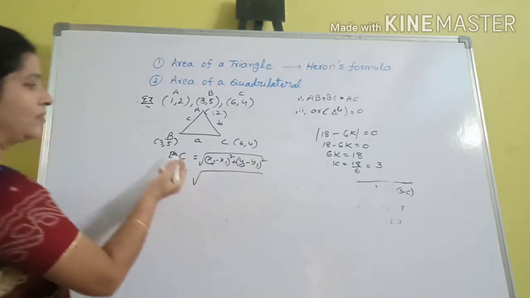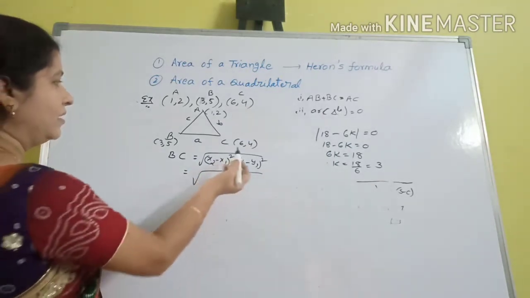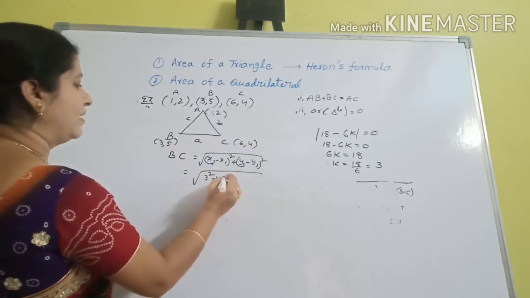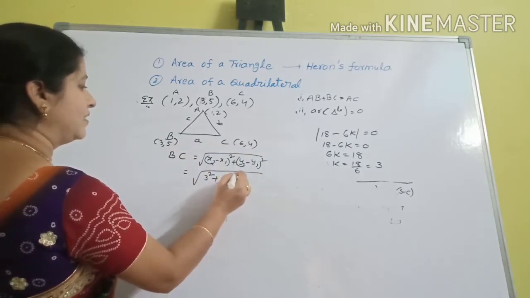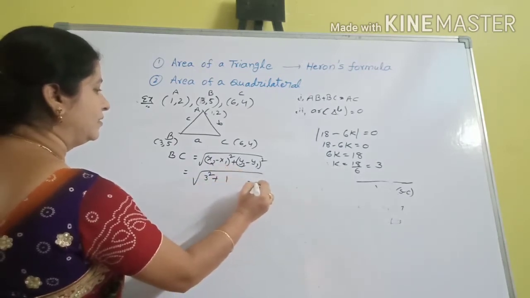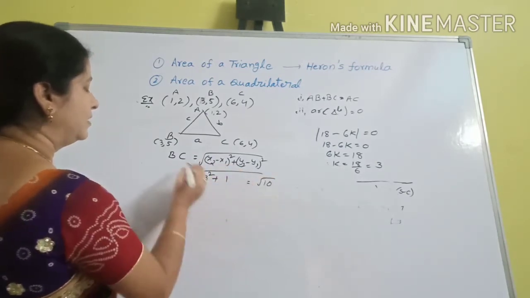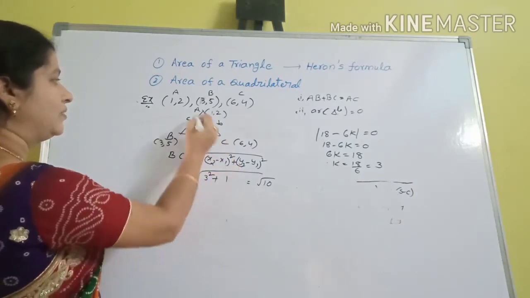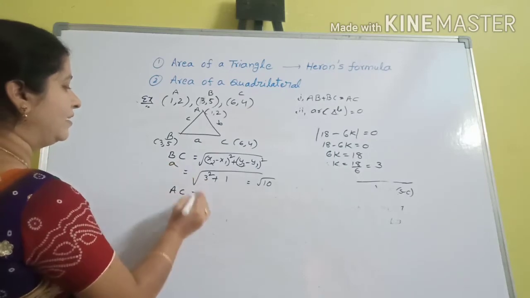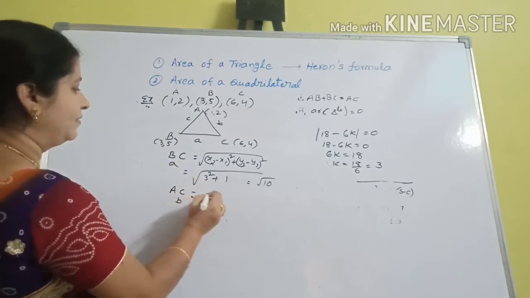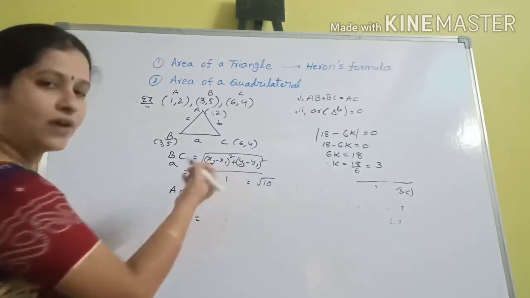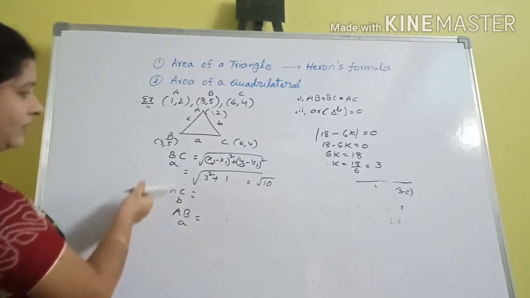So by using this formula you can find the values of A and B and C. So 6 minus 3, 3 square plus 4 minus 5 minus 1 square means 1. So here 9 plus 1, root 10. So BC value you got, AC value you got. AC value equal to B, finally AB value equal to A. So by using this formula you can easily find out the 3 values.